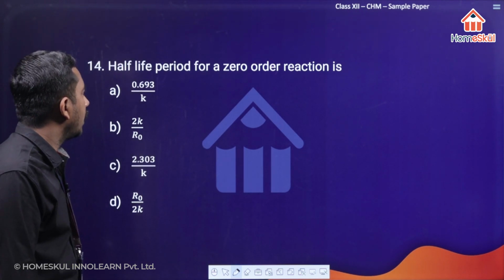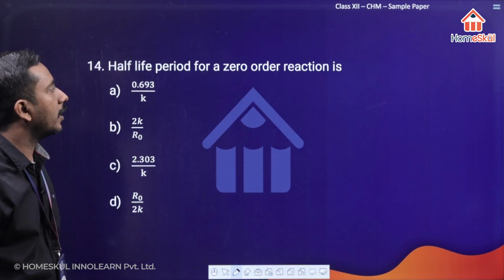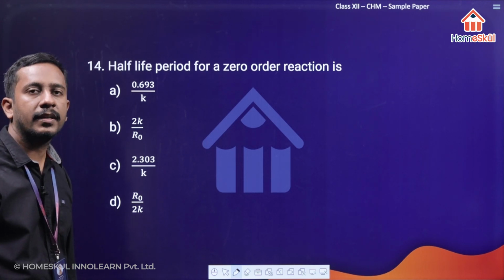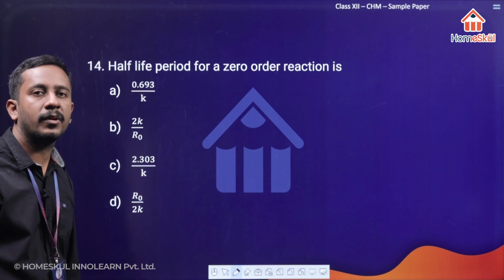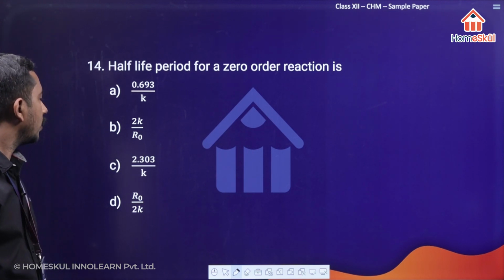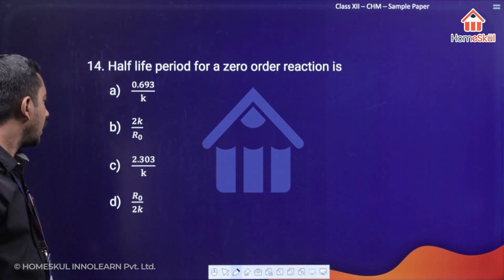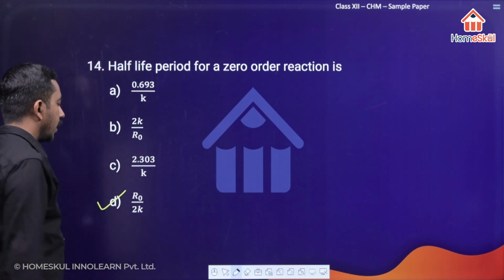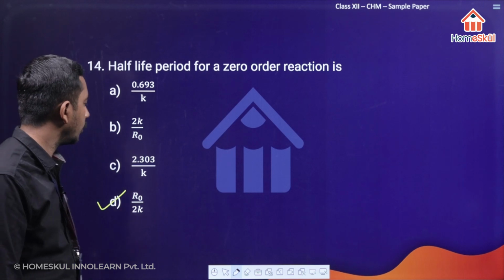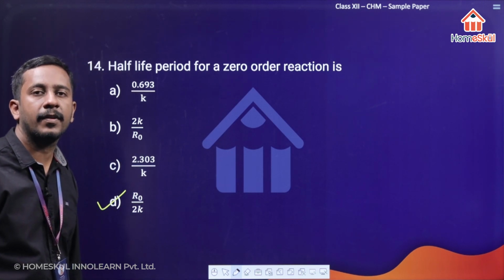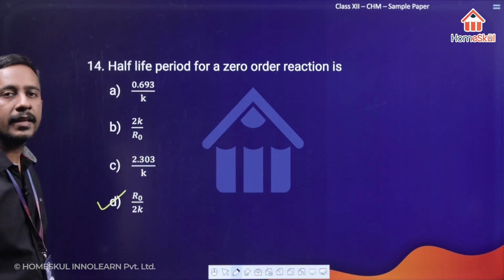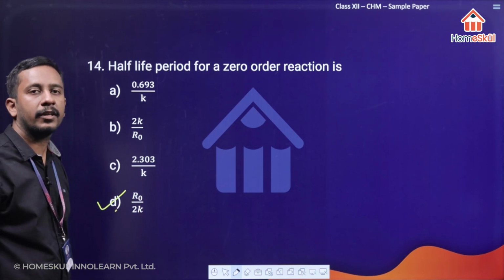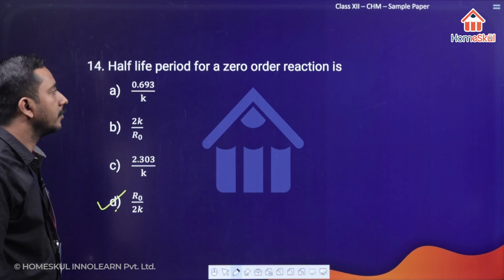The 14th question. Half-life period of a zero-order reaction. What is the half-life period of a zero-order reaction? That is also a very direct question from our text. In the case of a zero-order reaction, what will be the half-life? The half-life of the reaction will be R0 divided by 2K. That will be directly proportional to the initial concentration of the reactant that we have taken. So in the case of a zero-order reaction, the half-life of the reaction will be R0 divided by 2K. So our correct option is option D.